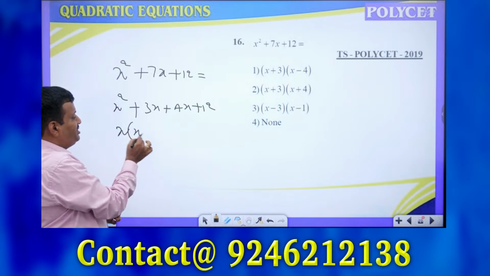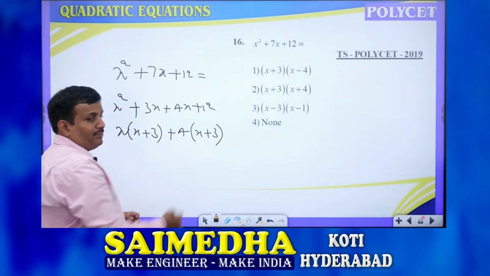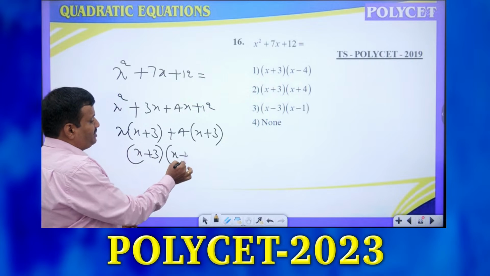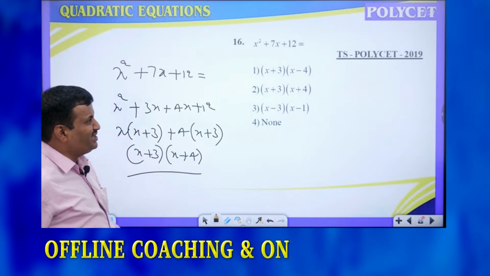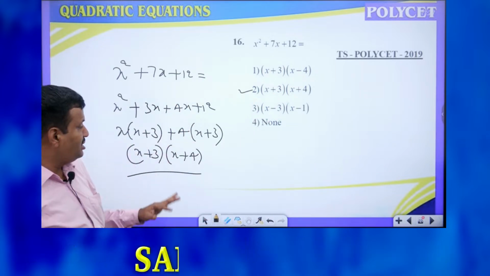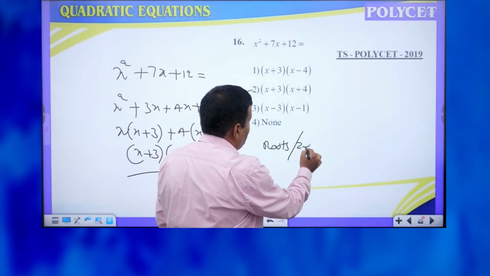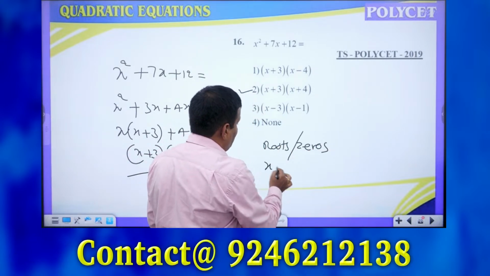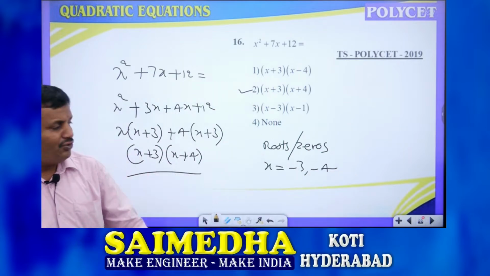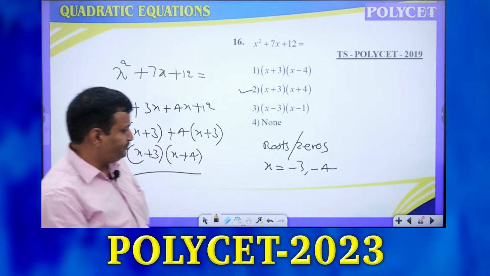x into x plus 3, plus 4 into x plus 3. Again x plus 3 is common in both of them. You take x plus 3 common, into x plus 4. X plus 3 into x plus 4 are the factors. If roots were asked, another name for roots is zeros. What are the roots and zeros here? Minus 3, minus 4 are the roots, and the factors are x plus 3, x plus 4.